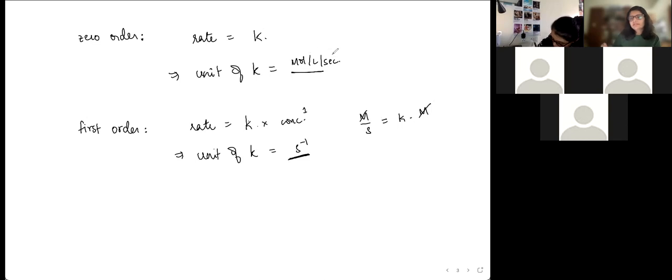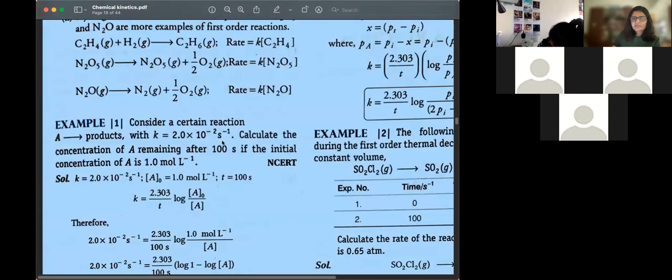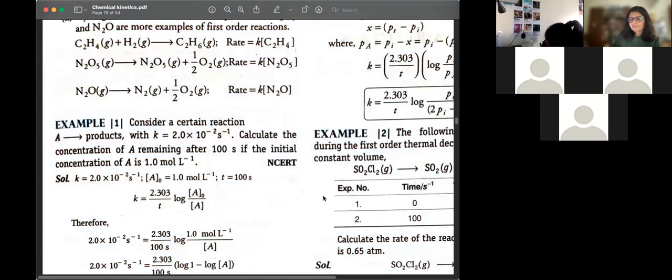So if you're not told in the question whether it's a zero order or first order reaction, this is how you figure it out, based on the value of K given in the question. Coming back to this, K is in second inverse, which means it's a first order reaction. Now you have all the information you need. Put the values of K, initial concentration and time in the correct equation, solve for whatever is the unknown, and you'll get your final answer.